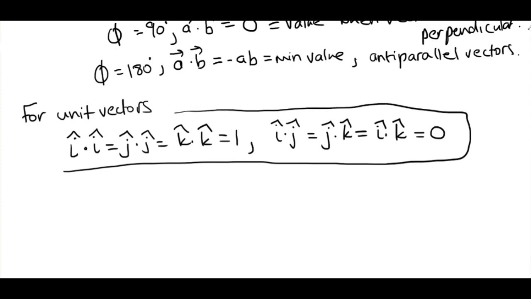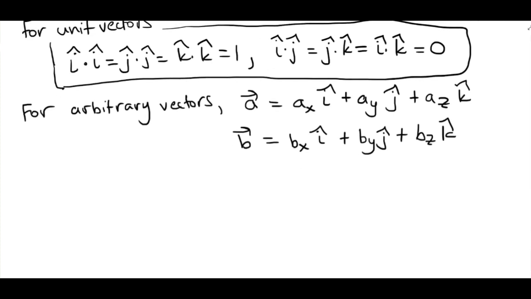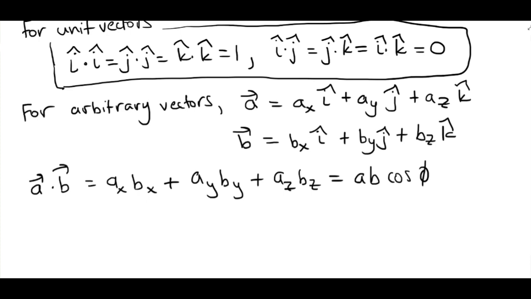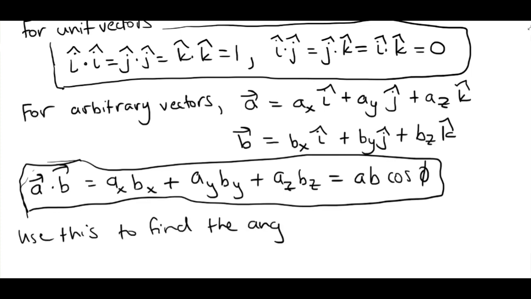Now for any vector, let's say A, which is given by the following components, and a vector B, which is given these following components as well, then if we were to take the two dot products, this is the result we should get: AX BX plus AY BY plus AZ BZ, which is also equal to the formula we stated above, which is AB cos phi. And so always remember that this is going to be a scalar result. So we use this formula to find the angle phi between the vectors.